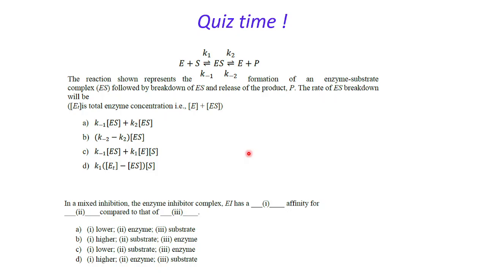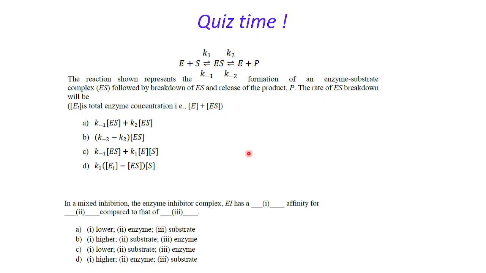Yes, this equation was discussed. So yes, it is option A. K minus 1 into the concentration of the enzyme substrate complex plus K2 of the enzyme substrate complex. Yes, option A is correct.